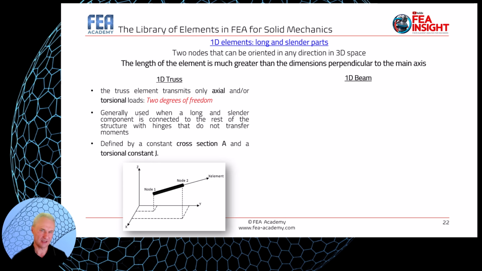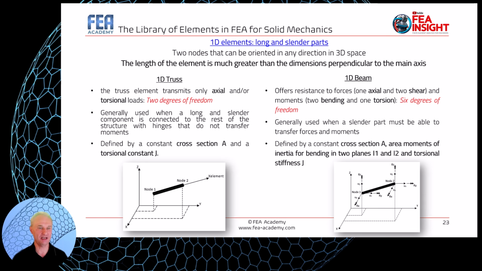The truss element is defined by a constant cross section with a torsional constant. Note that it is possible to not define the torsional constant in the definition of the truss element. Then the element will have only 1 degree of freedom per node, the axial capability. If you specify the torsional constant, the element will have an additional rotational degree of freedom around the axis.